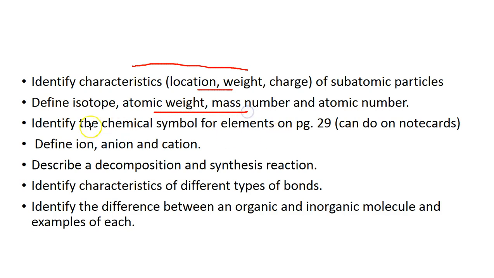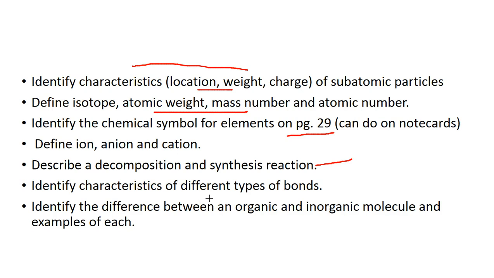These terms are in your book. Identify the chemical symbols. Those are in your book. Ion, cation, and anion I'll talk a little bit about as we do this. I'm not going to talk about the decomposition and synthesis reactions, so you need to look those up and read them in your book. And like I said, I'm going to go over types of bonds.